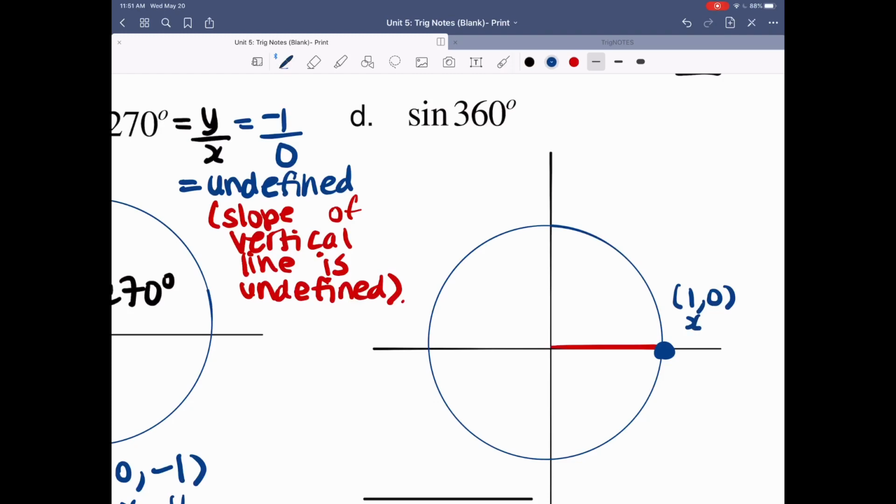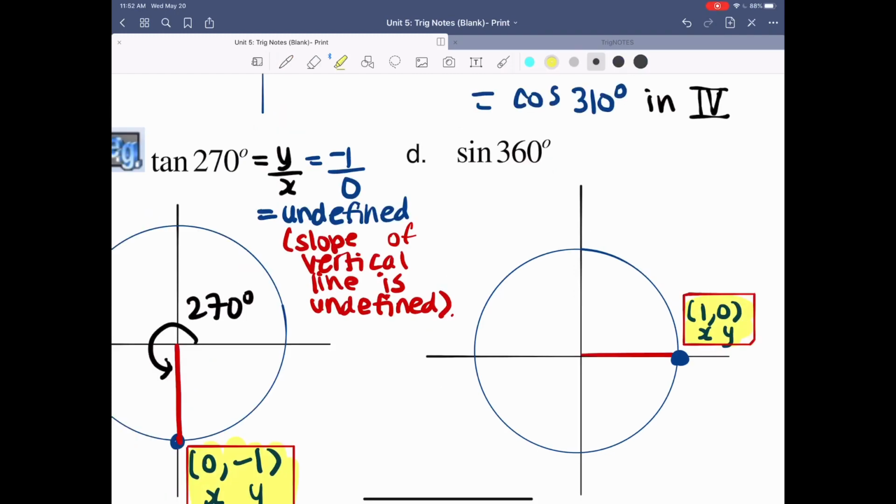And this is your x, this is your y. So I'm going to plug in things that I know. So for sine, you have y divided by r. And so when you plug it in, y is equal to 0, radius is equal to 1, and therefore the sine value of 360 is 0. And again, this is my terminal arm of 360 degrees.